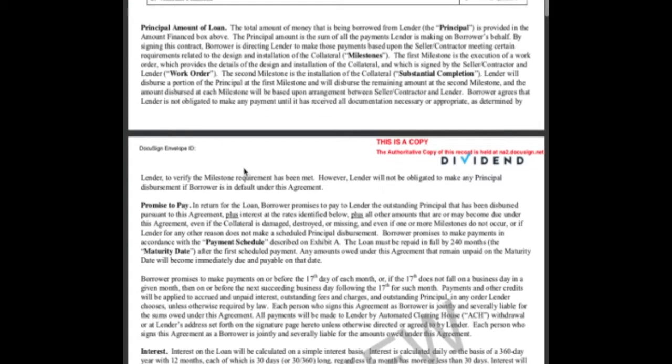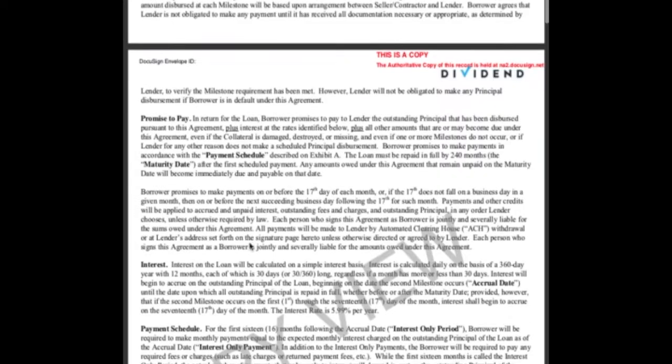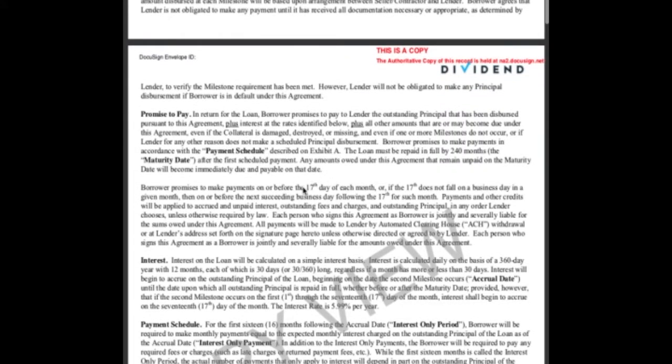There is a principal loan amount. This agreement works like everything else that you've signed as far as agreements go, like with your house and your car. There's a principal loan amount. There's a promise to pay that on the payment schedule, which is usually on the 17th. The interest is on the loan, and you promise to go by the payment schedule.